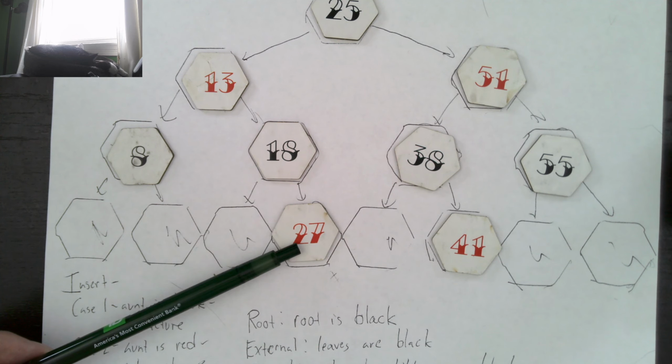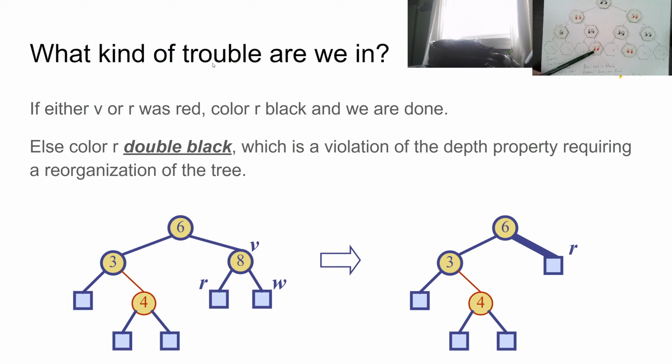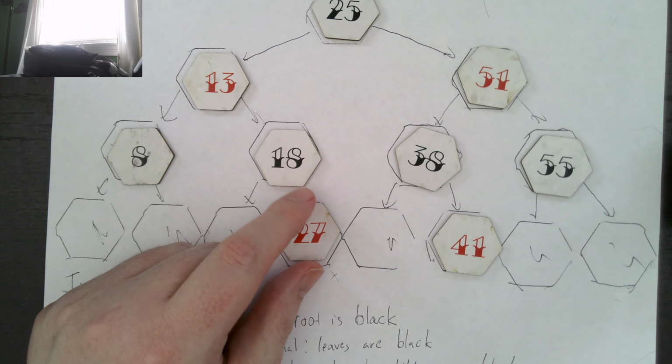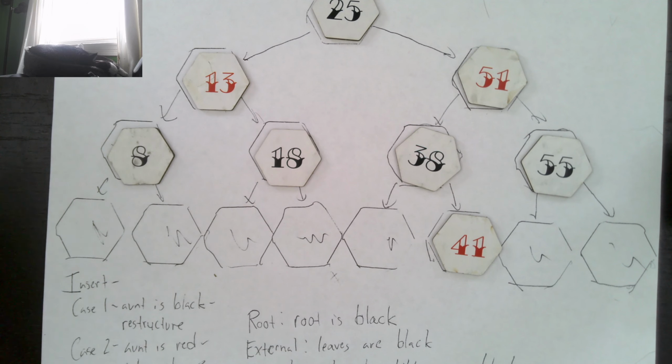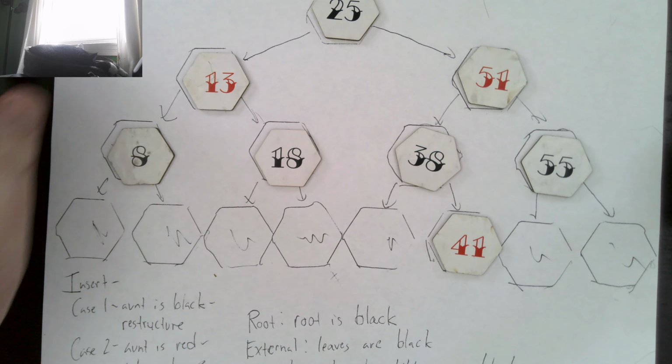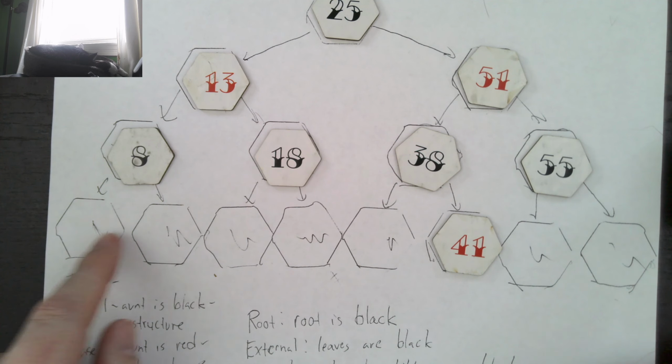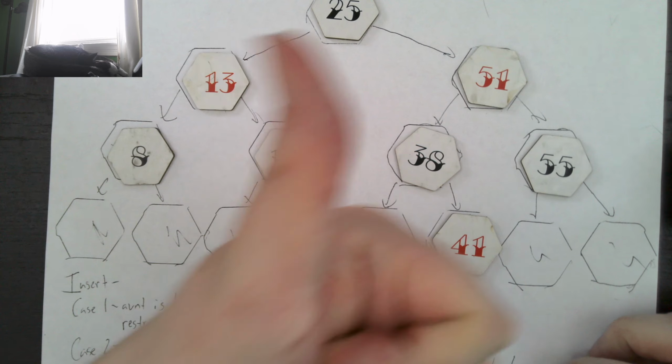So the first line of this slide is, if either V or R was red, color R black, and we are done. 27 is red, so we're just going to remove it, and we're done. And if we look here, all of these things still have the same black depth, so we're happy.